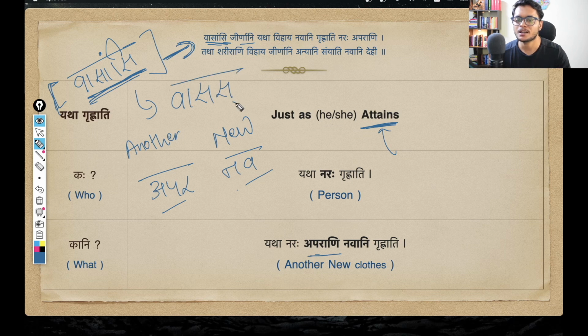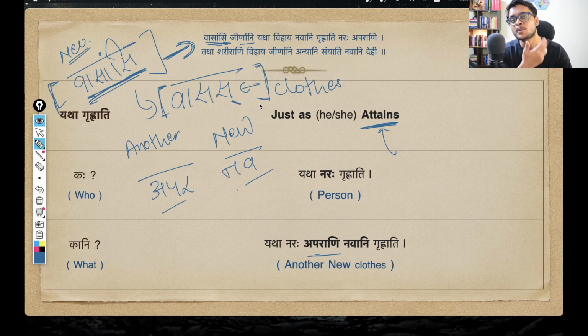This is coming from the pratipadika vasas. It is a sakarant pratipadika, vasas, and this means clothes. This pratipadika is a neuter gender pratipadika, a napumsaklinga. So suppose I ask you for any other sakarant neuter gender pratipadika. Yes, we have this manas. This manas pratipadika is also a sakarant, ending with a sakara. So we know that forms of this word, vasas, will be exactly the same as manas. But anyways, the main pratipadika here is vasas, that means clothes, very similar to vastra, that is another Sanskrit word for clothes, vastra.